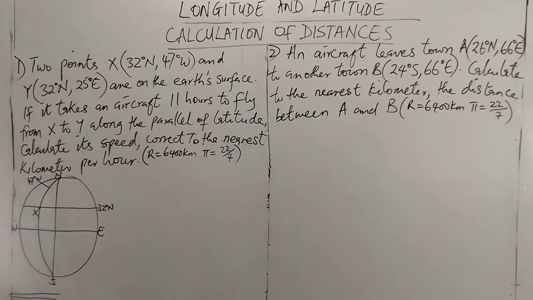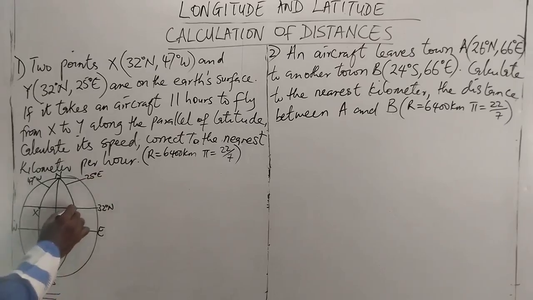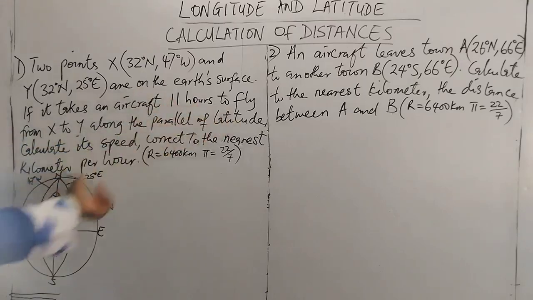Then for Y, 32 degrees north, we have drawn that already, 25 degrees east. Where the two meet, you label it Y. Now, you will form a triangle. Once this is done, the sketch is complete. If you look at this sketch, you discover that both points are on the same latitude. It even says both of them are along the parallel of latitude.